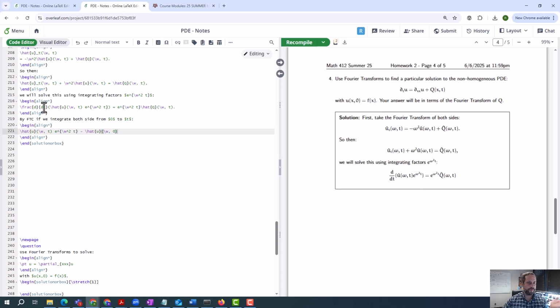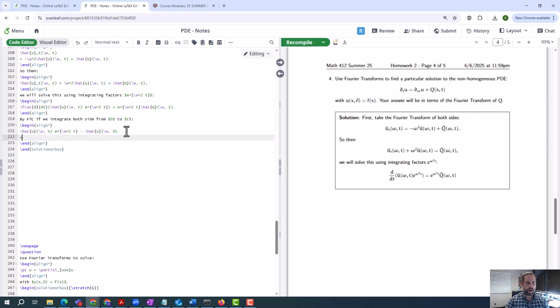Okay, that's the fundamental theorem of calculus. When you integrate this from 0 to t, when you integrate the derivative from 0 to t, it's just going to be this evaluated at t minus that evaluated at 0. Okay, and then on the right-hand side, this is going to be the integral.